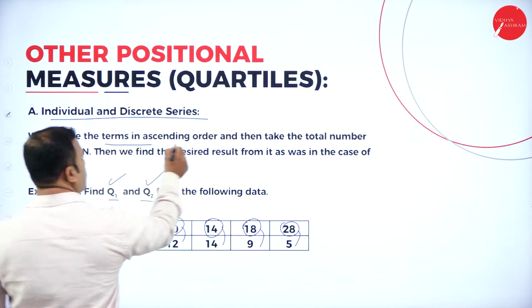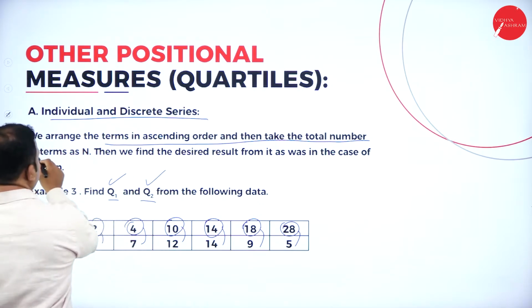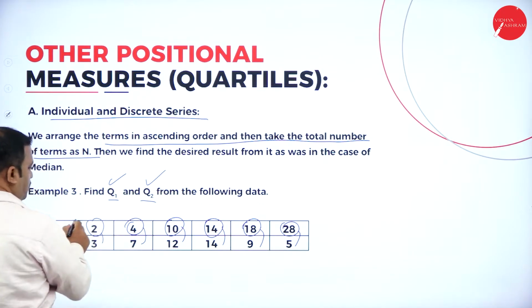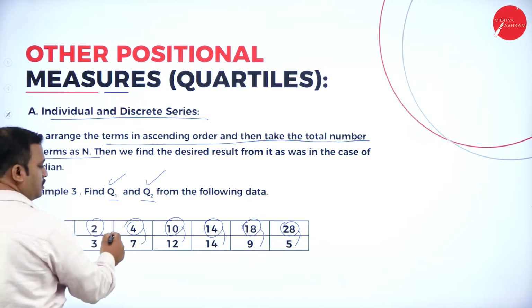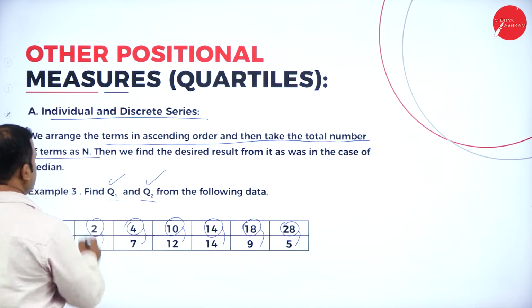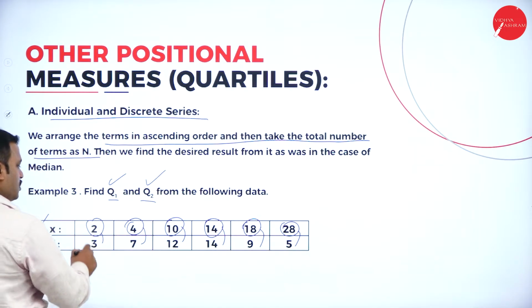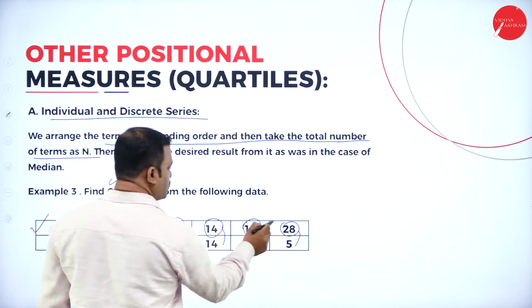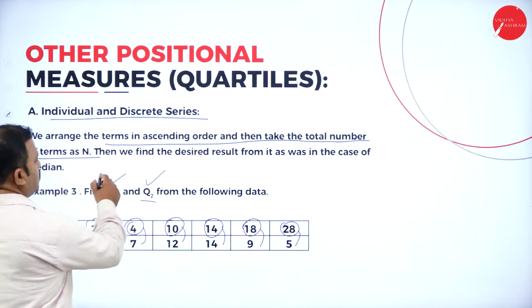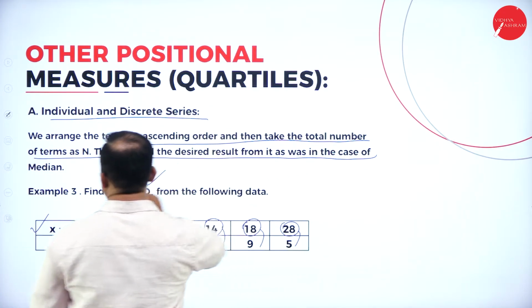We arrange the terms in increasing order and then we take the total number of terms as n. Please see here. It is already arranged, 2, 4, 10, 14, 18, 28, in increasing order. Then the total number of terms in it: 1, 2, 3, 4, 5, 6. There are 6 terms. Then we find the desired result from it as it was in the case of median.